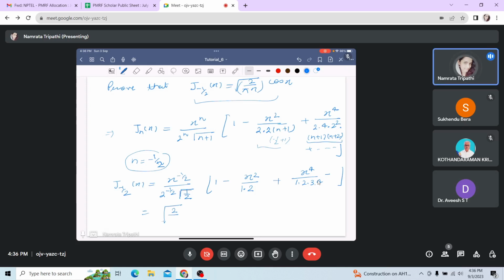What is the value of gamma function 1 by 2? Under root pi. Yes. And this is the expression of cos of x. Similarly, you can show z 1 by 2.